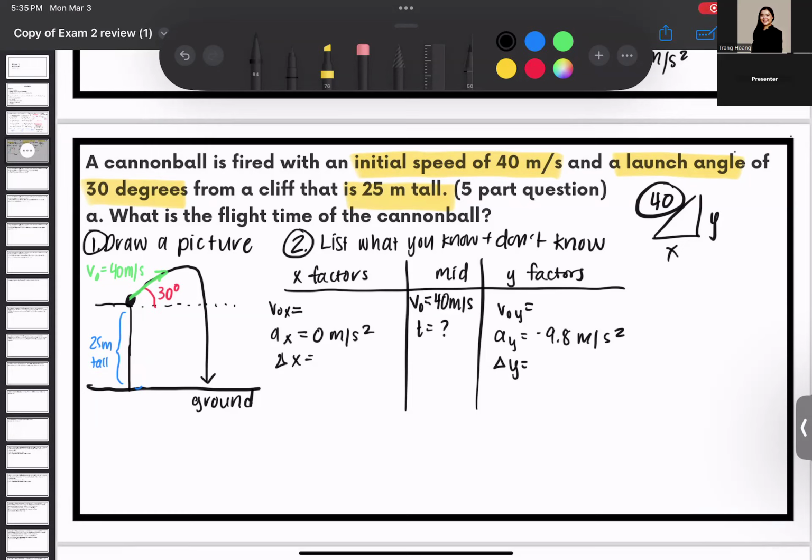When we think about where the ball is going to end up versus where it began, it's going to begin at 25 meters, but it's going to end up ultimately on the ground. So we're talking 0 meters. So we're going to do 0 minus 25. This gives you negative 25 meters.